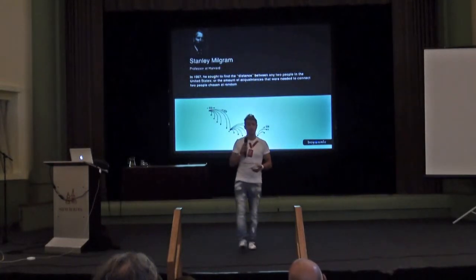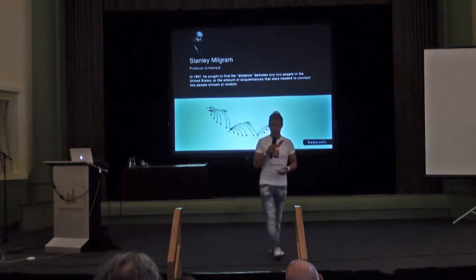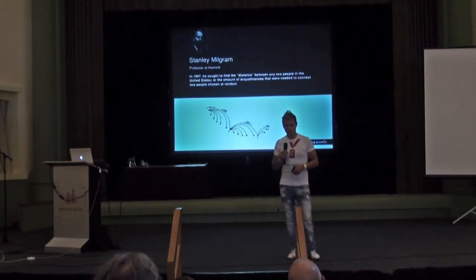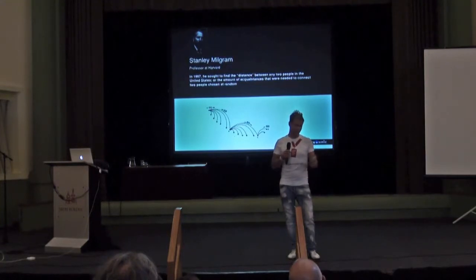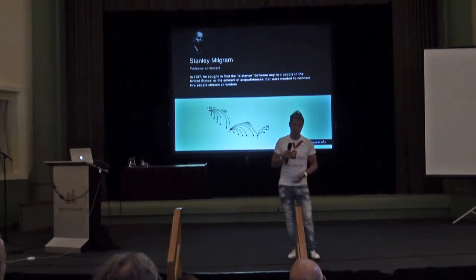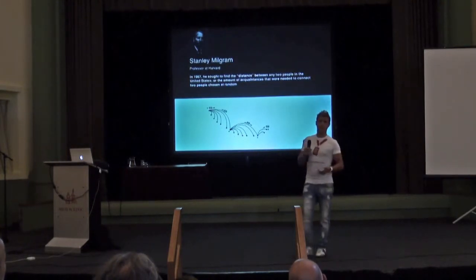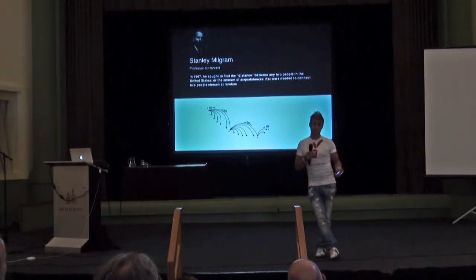He sent about 265, something like that, letters. About 65 arrived, and the 65 that arrived demonstrate a distance of 5.5, so approximately 6. From that, the six degrees of separation came out.